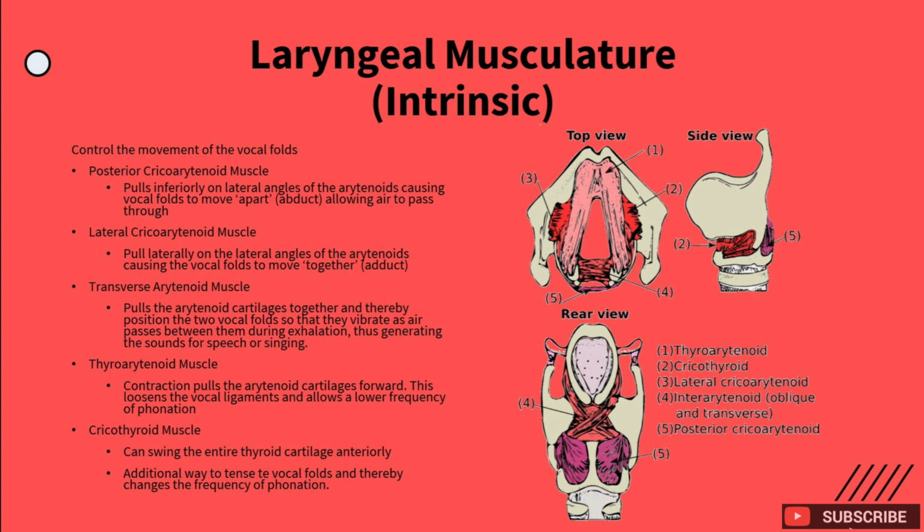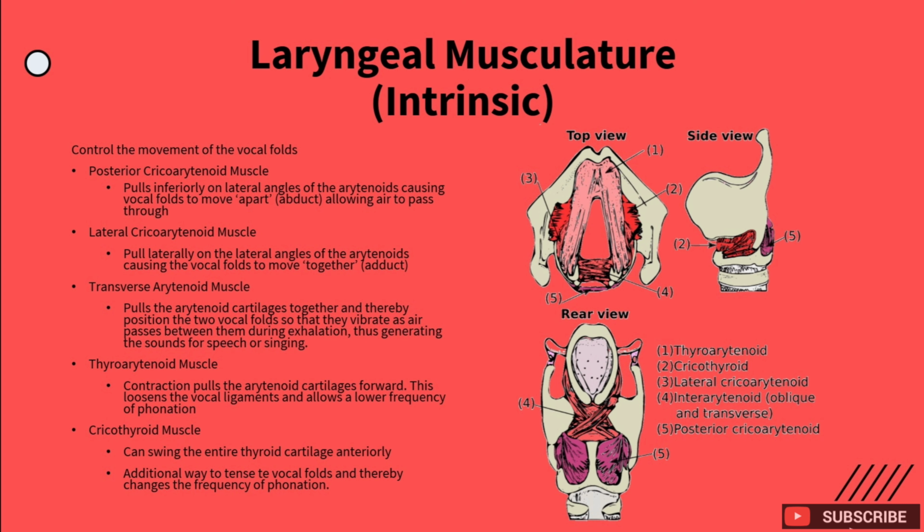And then you have your transverse arytenoid muscle, and this pulls the arytenoid cartilages together and thereby positions the two vocal folds so that they vibrate as air passes between them during exhalation, thus generating the sound for speech or singing.